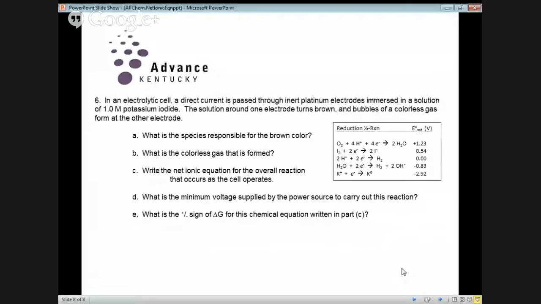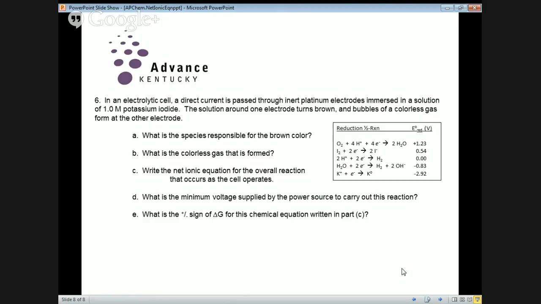But we've got one more cell, and this is again electrochemistry. This is an electrolytic cell, and we're going to pass a direct current through inert platinum electrodes. You probably didn't use platinum electrodes if you did this in your school. Carbon electrodes work well, but platinum electrodes are kind of a textbook standard. As long as we don't actually have to buy them, we may as well use platinum.